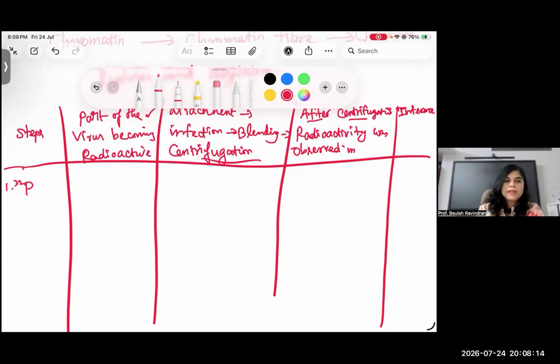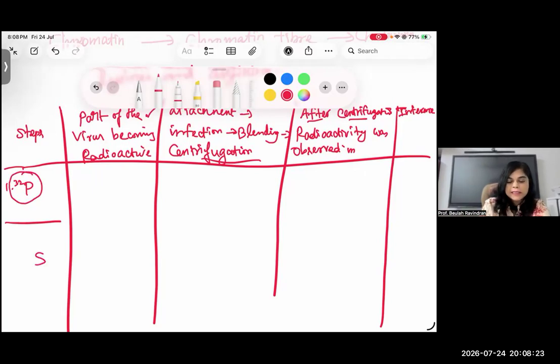The second step you can write now: virus grown in medium with radioactive sulfur. First radioactive phosphorus, next radioactive sulfur, S35. Okay. Then in this, which part is becoming radioactive? Protein will become radioactive. Take down, all of you, as it possesses sulfur, but DNA will not become radioactive as it lacks sulfur. Okay. Then centrifugation normally like this.